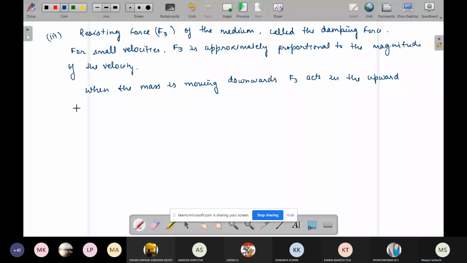So F3 is approximately proportional to the magnitude of the velocity. Now dx by dt, because x was the distance, is the velocity. It is negative because it acts in the upward direction, opposite to the movement of the mass. It is proportional, so it is equal to a dx by dt, where a is the damping constant.